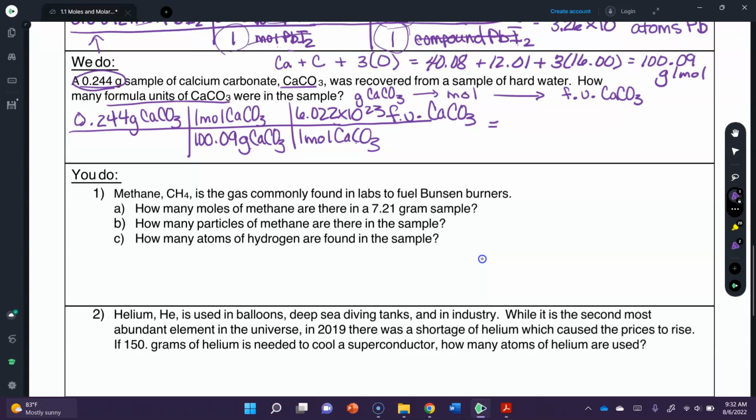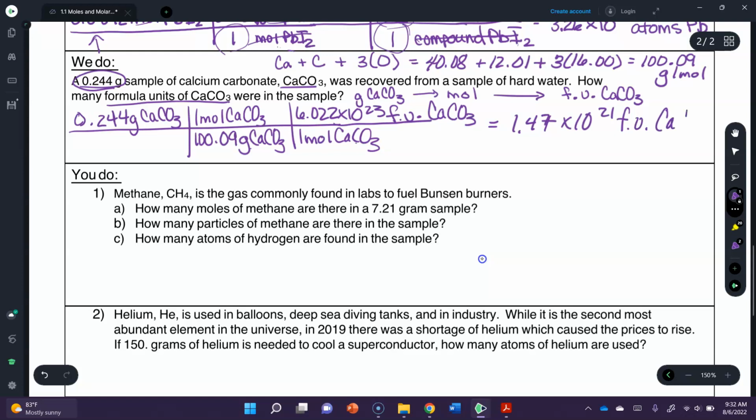Then we run the math, and you should have gotten 1.47 times 10 to the 21st power formula units of calcium carbonate.